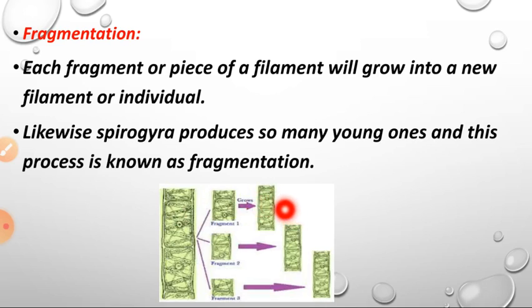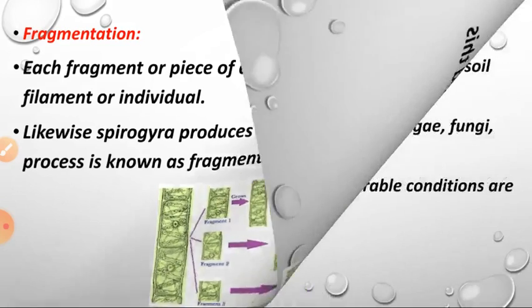So what is the fragmentation process? Fragment is nothing but a small piece. So the parent just divided into many cells, and after that these cells develop as a parent. From these cells a new plant will be created. So this process is known as fragmentation.